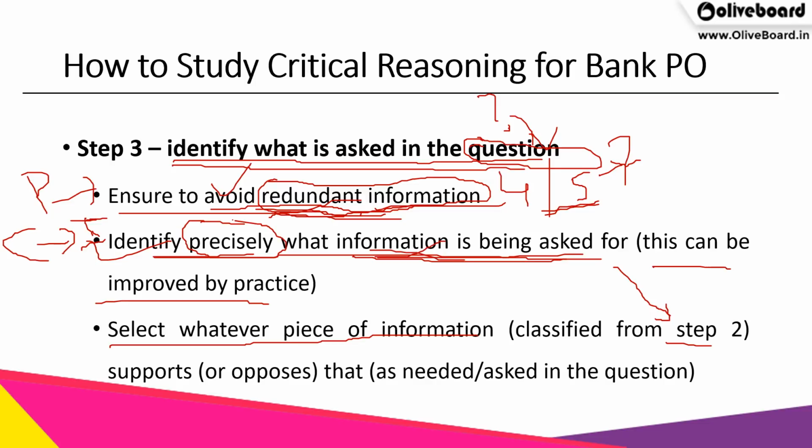Okay, so whatever piece of information is asked, which you have classified from step 2. Step 2 is which one? Step 2 is your previous step, where you divided into 4-5 categories: facts, assumptions, inferences, outcomes, whatever it is. Okay, all that you did.